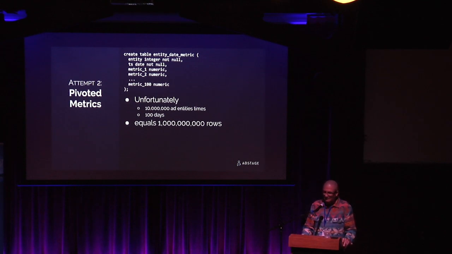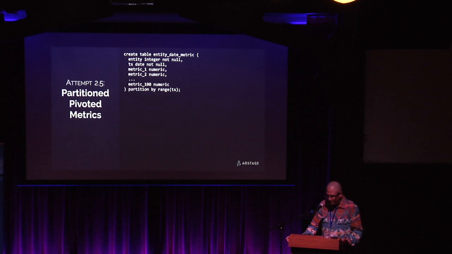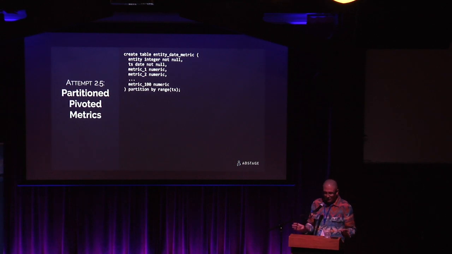But I thought, maybe if I keep pushing at this, I can make it work. So what I call attempt 2.5, I said, why don't I partition? Let's try partitioning. Now, the real story is that I tried partitioning all kinds of different ways. I'm going to show you one way to partition it. Honestly, none of them worked. This is just a stand-in for the fact that none of my attempts worked.